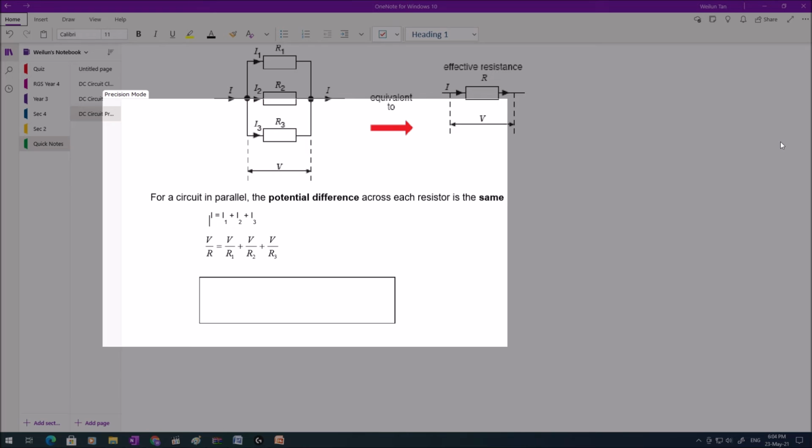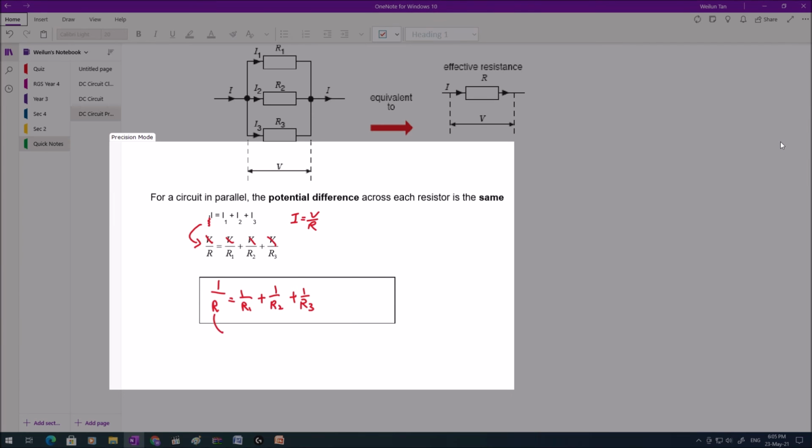We know that I equals I1 plus I2 plus I3, and I equals V over R. Since V is the same, V over R equals V over R1 plus V over R2 plus V over R3. And since V is the same, we can cancel it away, and this leaves us with the equation 1 over R equals 1 over R1 plus 1 over R2 plus 1 over R3, where R is the effective resistance.